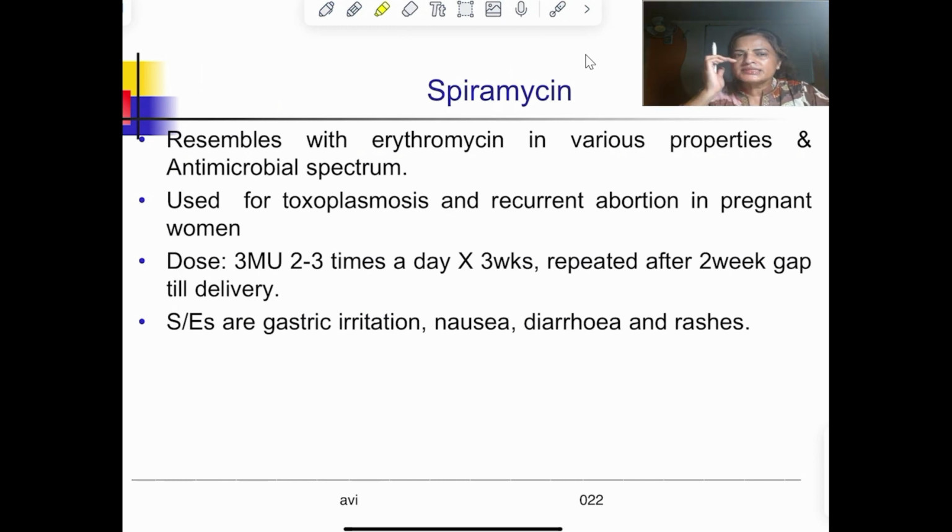Spiramycin resembles erythromycin, and it is not used anywhere else; we use it only for toxoplasmosis, where toxoplasmosis is the cause for recurrent abortion in pregnant women. So remember 3 here: you have to give for 3 weeks, and again put a 2 week gap till the delivery, and you have to give 2 to 3 times a day for the 3 weeks. Important side effects are related to the GIT, that is gastric irritation, nausea, diarrhea and rashes.